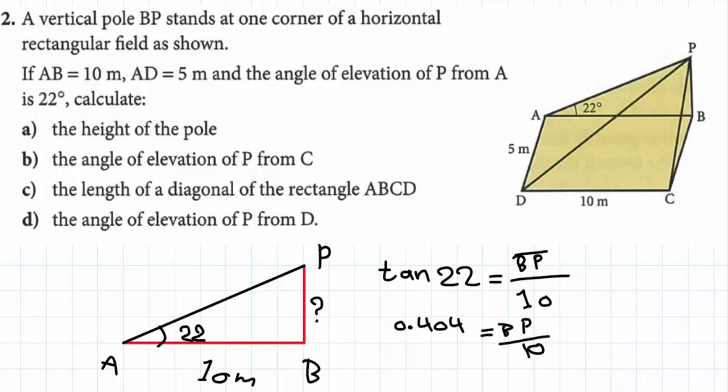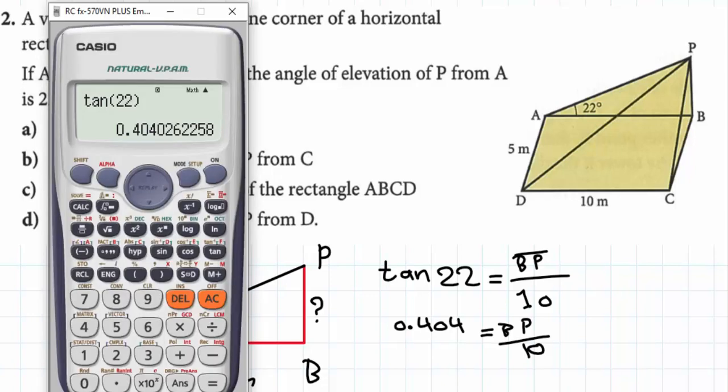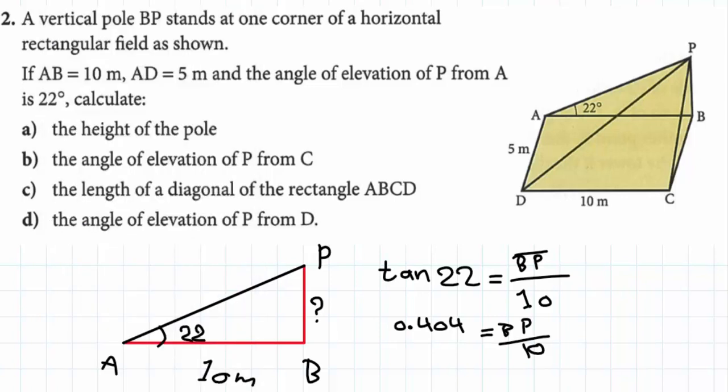Now we need to get rid of this 10, so we multiply both sides by 10. It means this number will be multiplied by 10. It's better to use the whole decimal number here, not only 3 decimal places, because when we use all of it, it gives more accurate answers. Times 10 is equal to 4.04. So BP, the length or the height of the pole, is 4.04. They are all in meters. This one is also in meters. 4.04 meters.